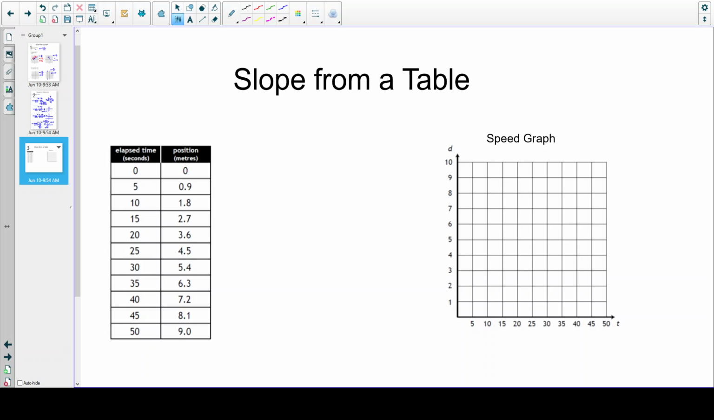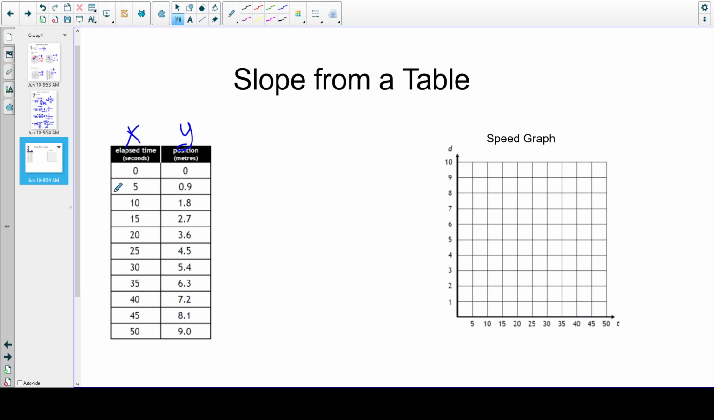Now, anytime we have time, this is always going to be my domain value. And our domain values are always our horizontal, right? So those represent my x values. And then my range values, which are my vertical values, are going to represent my y values. Now in this case, they're t's and d's, but we're going to think of them as x and y's so that when we do our slope, you guys have the same language every single time.